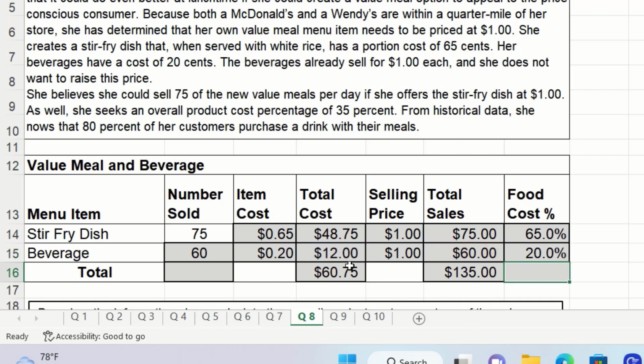Okay, so with that menu mix here, are we going to hit our 35% food cost? Let's see, we've got a total cost of $60.75 and total sales of $135. So we're at 45% food cost, okay? She wants an overall cost percentage of 35%. Is she going to get it? Not with that mix, okay?